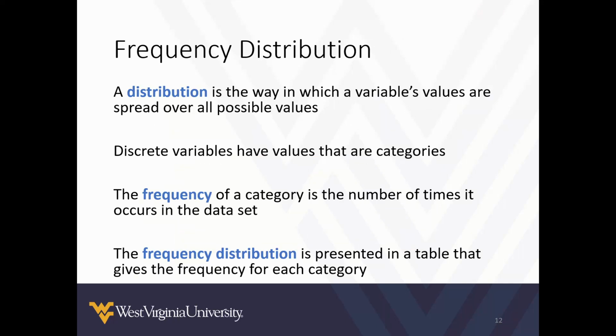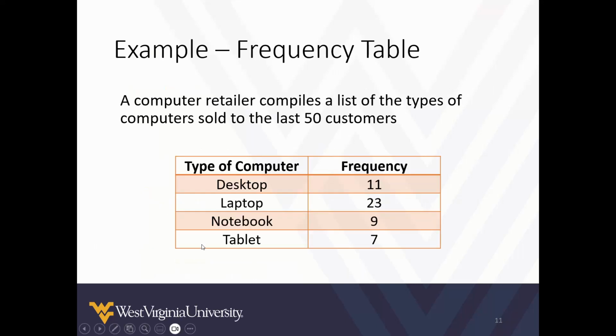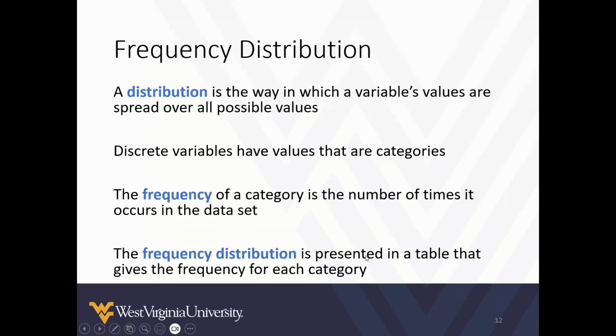Let's try to have a better understanding of what this frequency table is telling us by understanding frequency distributions. A distribution is the way in which a variable's values are spread over all possible values. Discrete variables have values that are categories. The frequency of a category is the number of times it occurs in the data set. The frequency distribution is presented in a table that gives the frequency for each category. So frequency, number in the category; all together, frequency distribution.